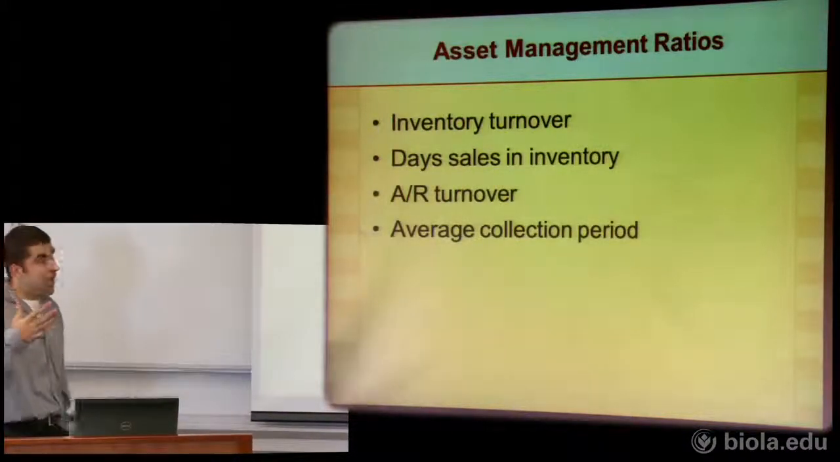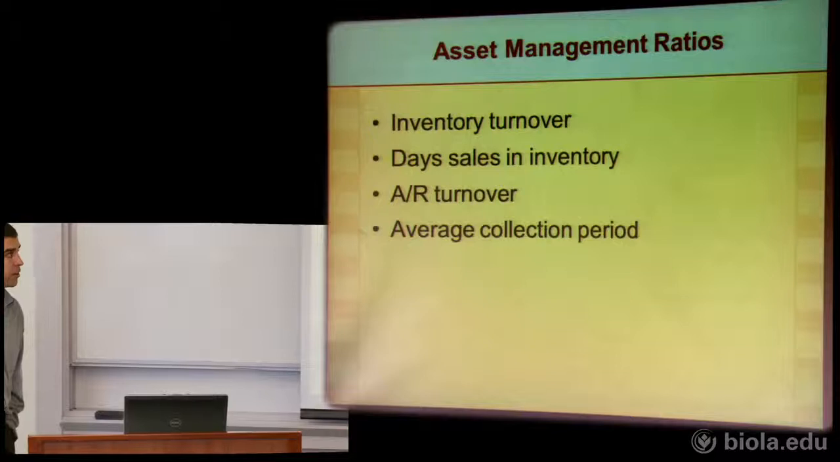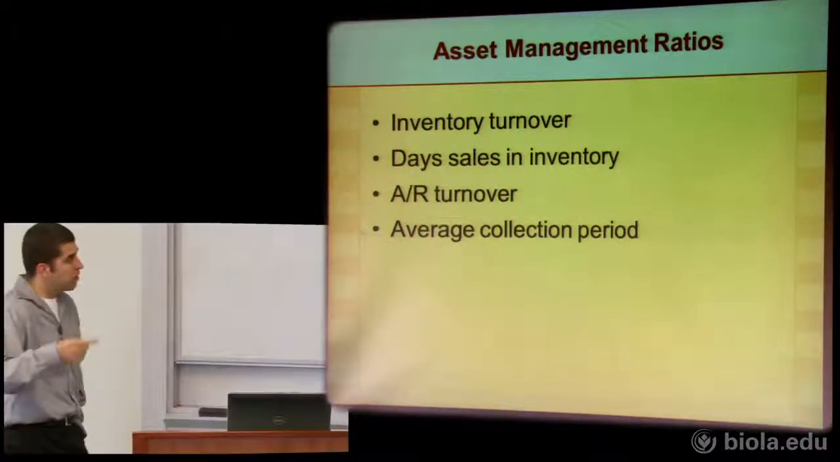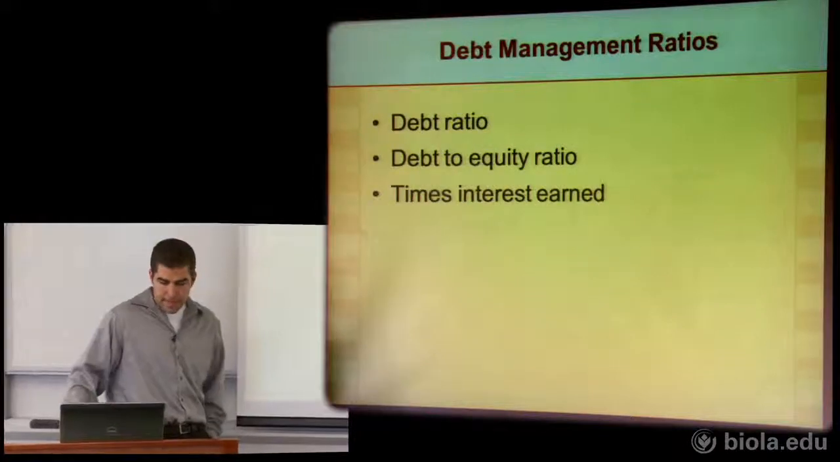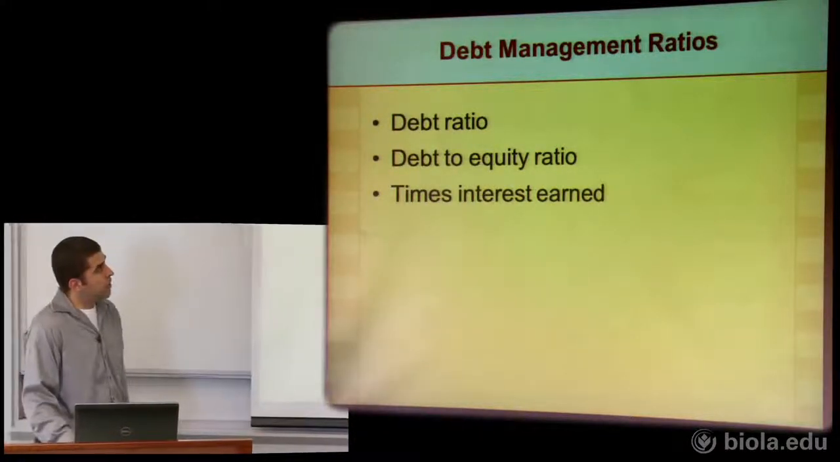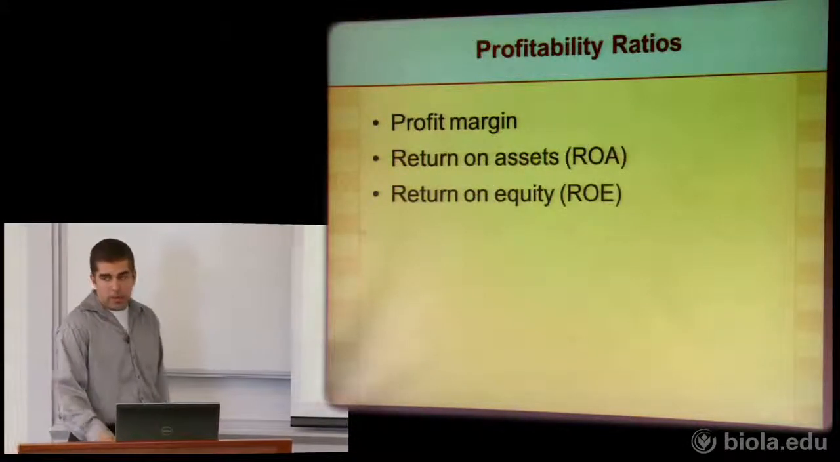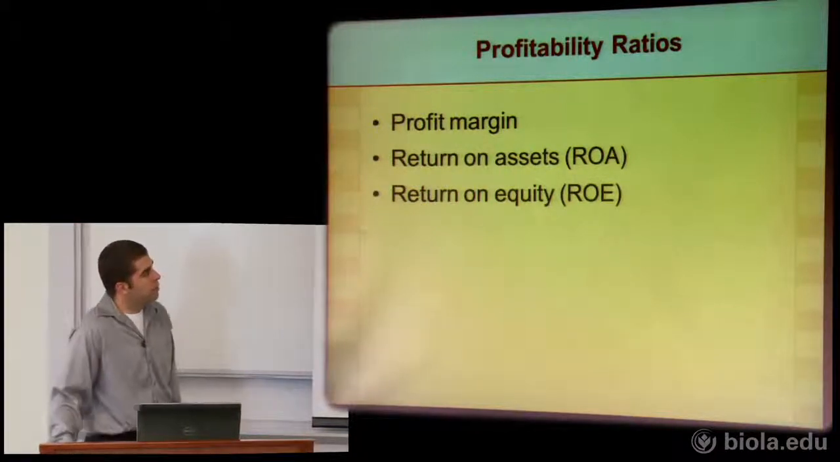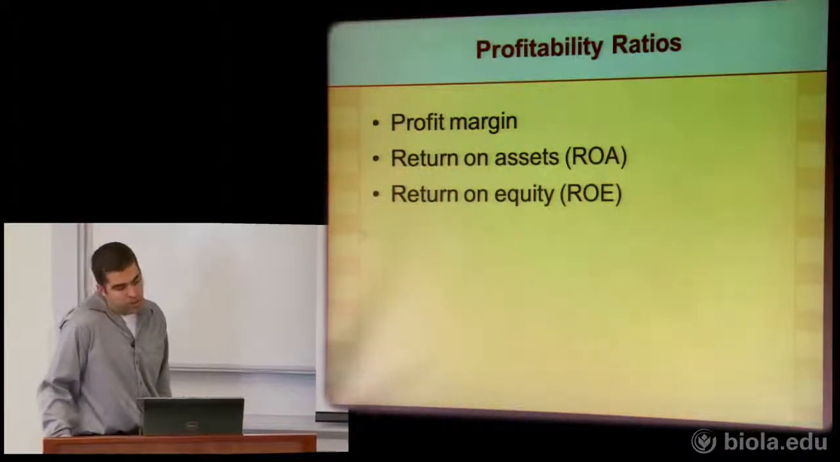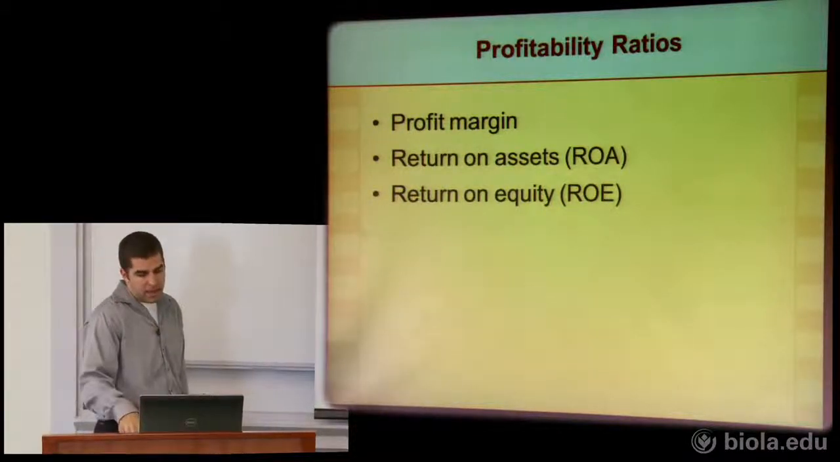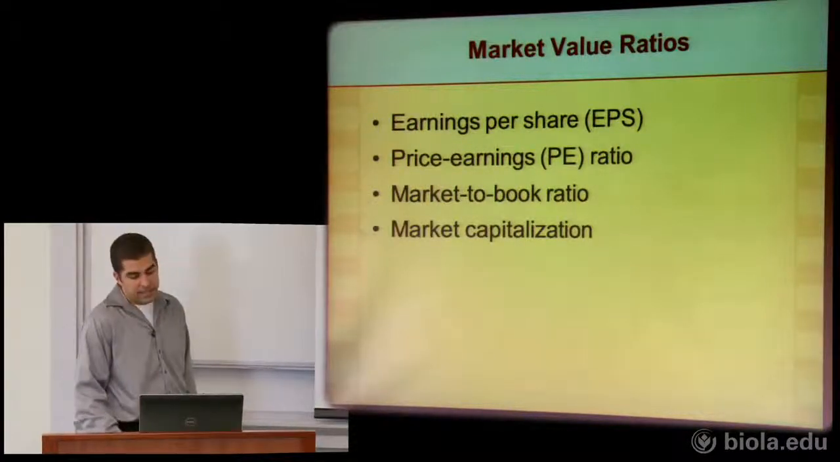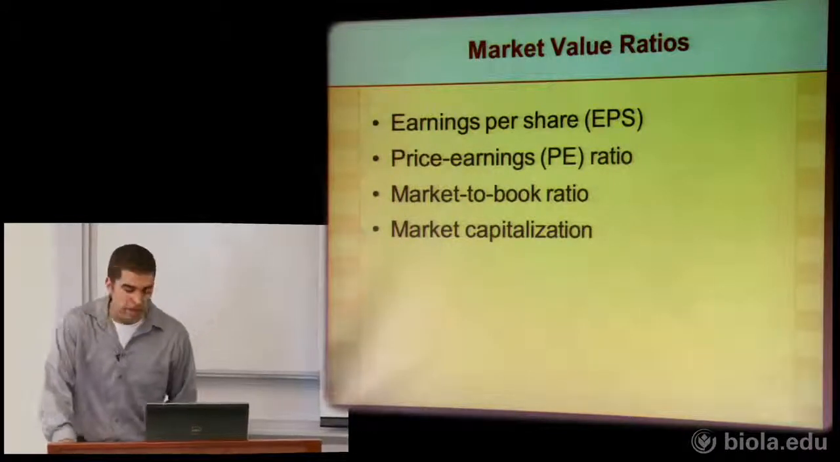Asset management ratios: how well are we using the assets that are entrusted to us? How well are we turning our inventory over? How well are we collecting our accounts receivable? We're going to look at some of those. Debt management ratios: how well are we controlling our debt? Profitability ratios. Remember, one of our other business goals is profitability in addition to liquidity. So how profitable are we? We're going to look at a couple different ways to assess that. And then market value ratios: how is our business in accordance with how it's valued out in the market?